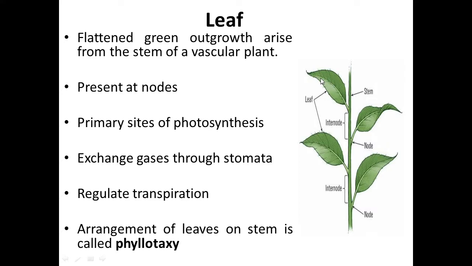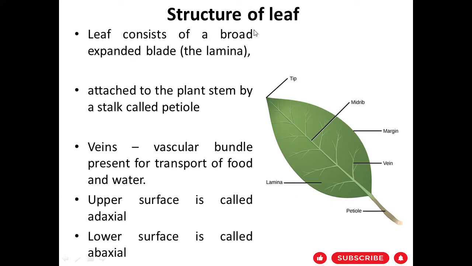Leaf exchanges gases through stomata, and stomata are the tiny holes that are present on both the upper and lower side of the leaf. Leaf helps in regulating transpiration, and the arrangement of leaves on the stem, how these are arranged on the stem, is known as phyllotaxy. Now we'll discuss the structure of leaf.